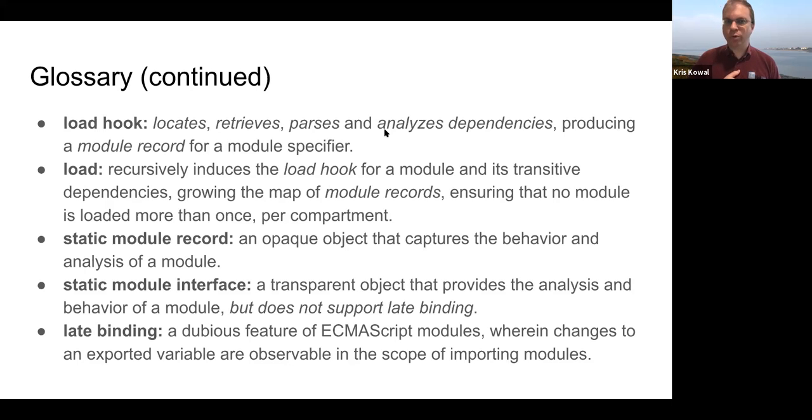The locate method is responsible for, in the context of a particular compartment, taking a module specifier and finding the corresponding location of the text of that module. And that may be on a file system, it might be a URL, and that is all implementation specific. So the backing store for modules is not a concern of the compartment API. It is a concern that is delegated to the constructor of a compartment so that they can pass that behavior in as a load hook.